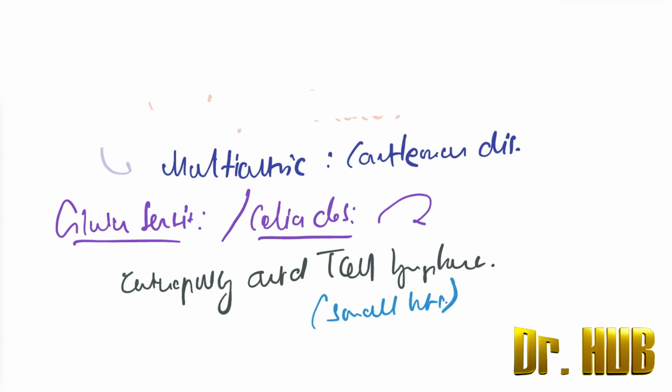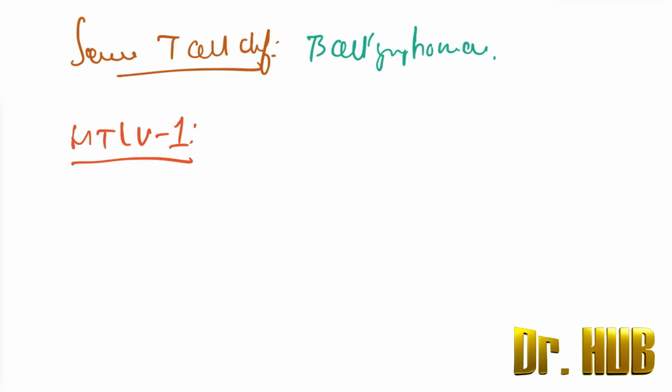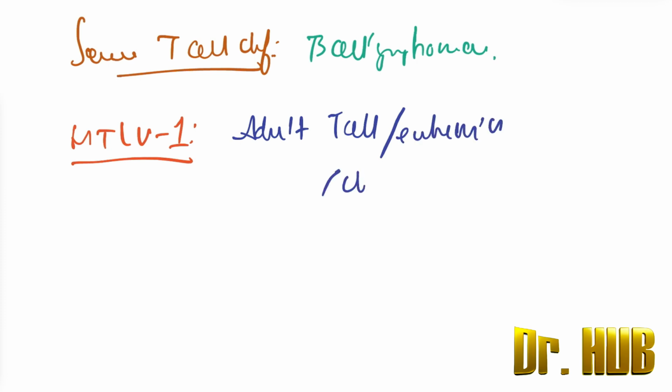Then we look at severe T cell deficiency. So this includes B cell lymphomas. Next, we move on to HTLV1. HTLV1 contains adult T cell leukemia as well as lymphoma.